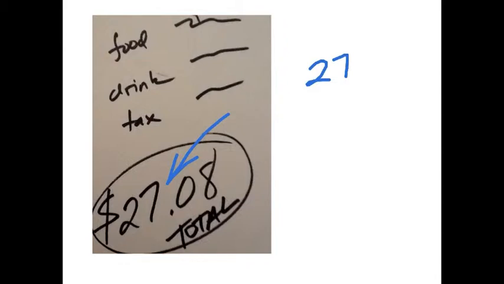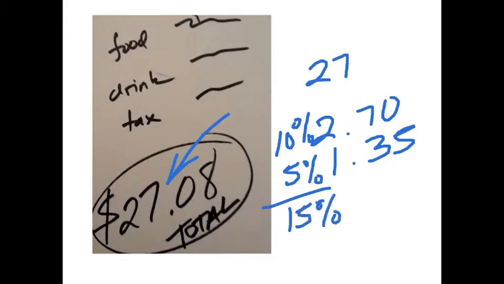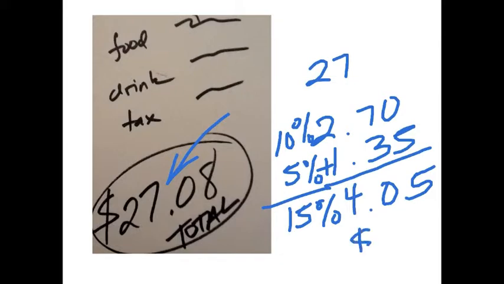10% of $27 is $2.70. And then half of that would be $1.35. So this would be 10% plus 5% for a total of 15%. So for my server, I'm going to leave approximately $4.05. Now I may just round this to $4 if I'm leaving cash.